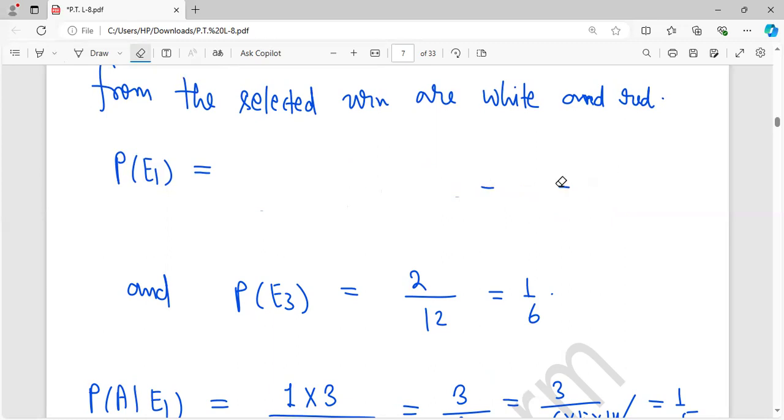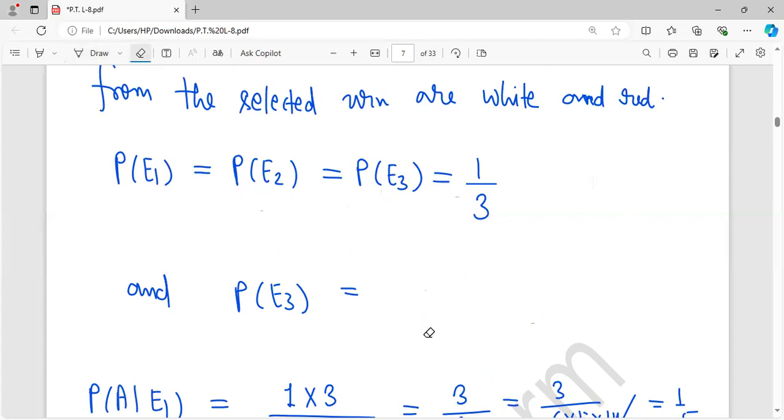So we have 3 urns. What is the probability of choosing each one? It is equal to 1 by 3, because we have 3 urns. So the probability of choosing each one is 1 upon 3.